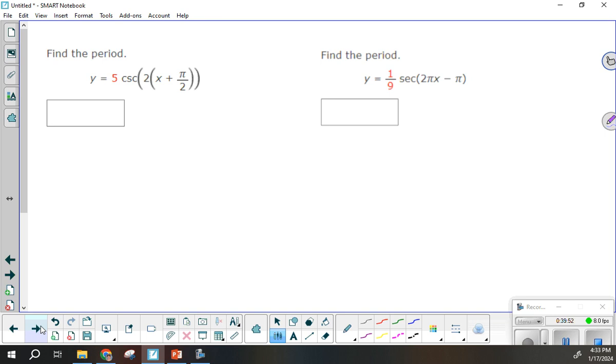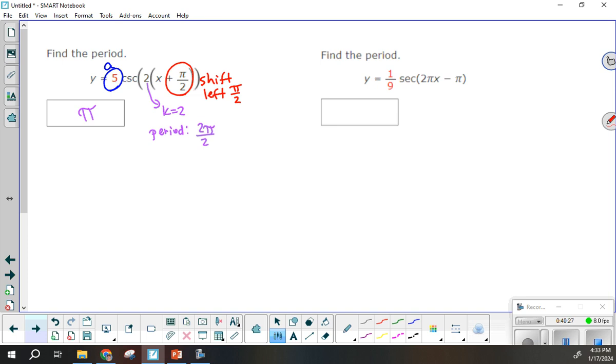Find the period, okay? So this one is easy enough. Again, my k is 2, so it's a cosecant. Okay, cosecant, the normal period is 2 pi. 2 pi over 2 just means the period is pi. Now again, what all this other stuff means, this is my amplitude, that's my A, and this right here tells me that I shift left pi over 2. Okay?